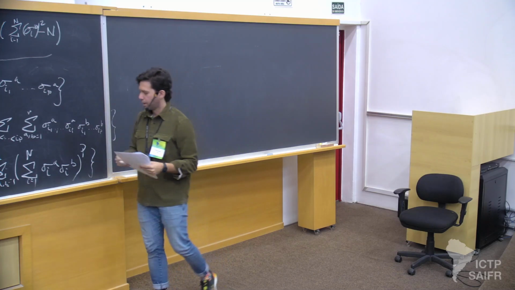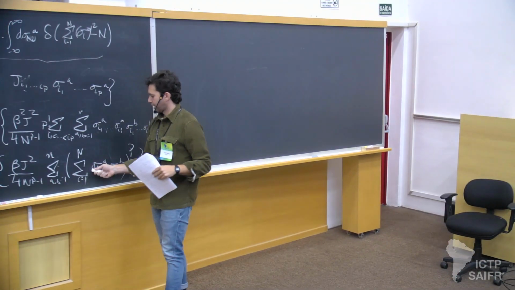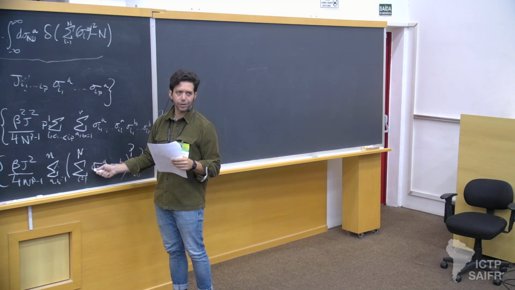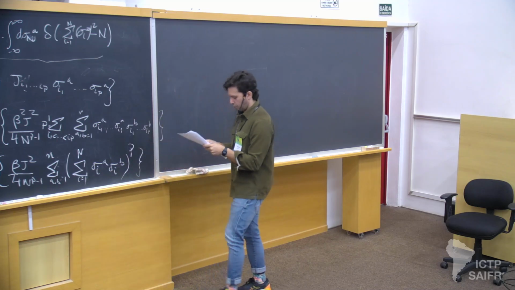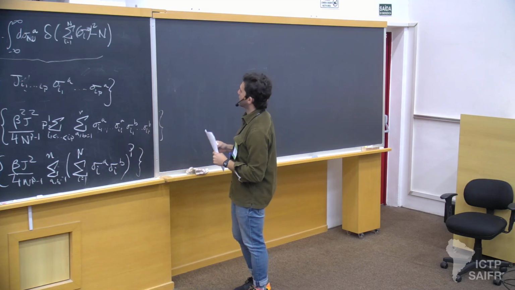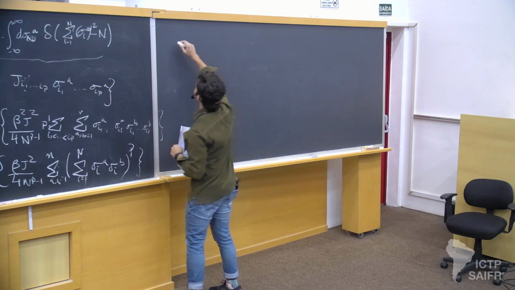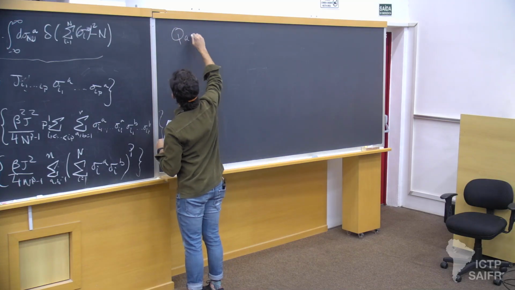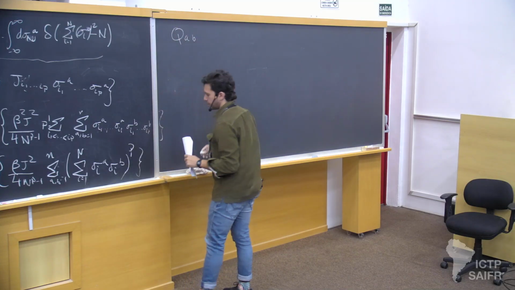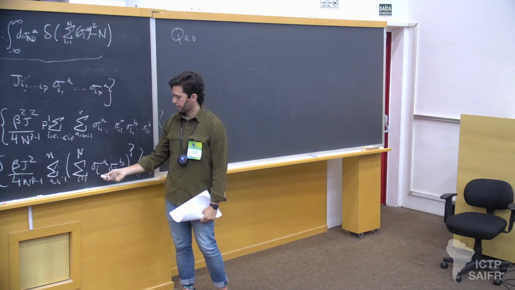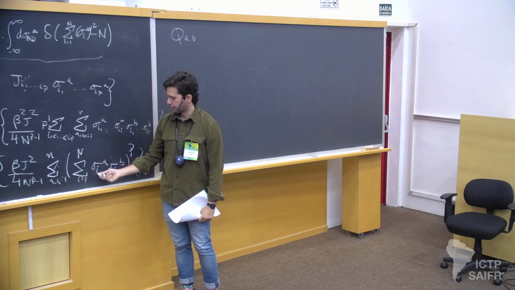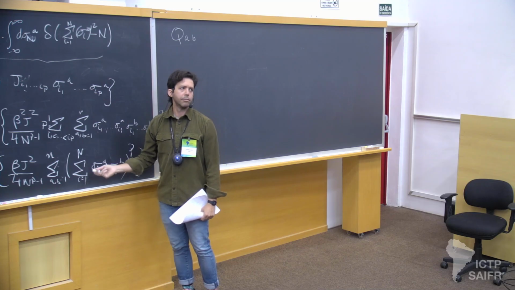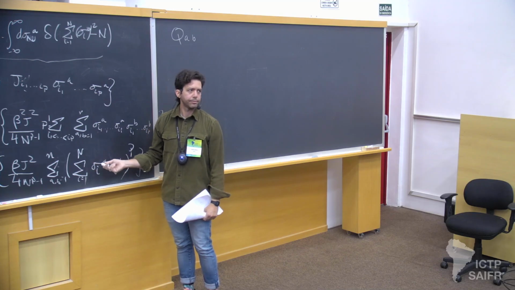So we clearly can't do the integral over the sigmas yet. It's not a Gaussian integral. We don't know how to do it. So what we're going to do is introduce a new variable, which I'm going to call Q_AB. Notice that this is a matrix in replica space, but it sums over all the lattice sites.